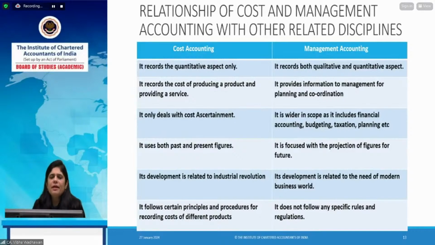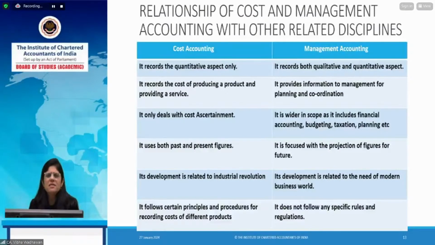Relationship of cost and management accounting with other disciplines. Let us understand this. Cost accounting is a quantitative aspect, and management accounting is both qualitative and quantitative. Cost accounting is the cost of producing a product and providing a service. Management accounting provides information to management for planning and control. Cost accounting deals with cost ascertainment. It's basically focused on cost computation, but management accounting is more into financial accounting, budgeting.